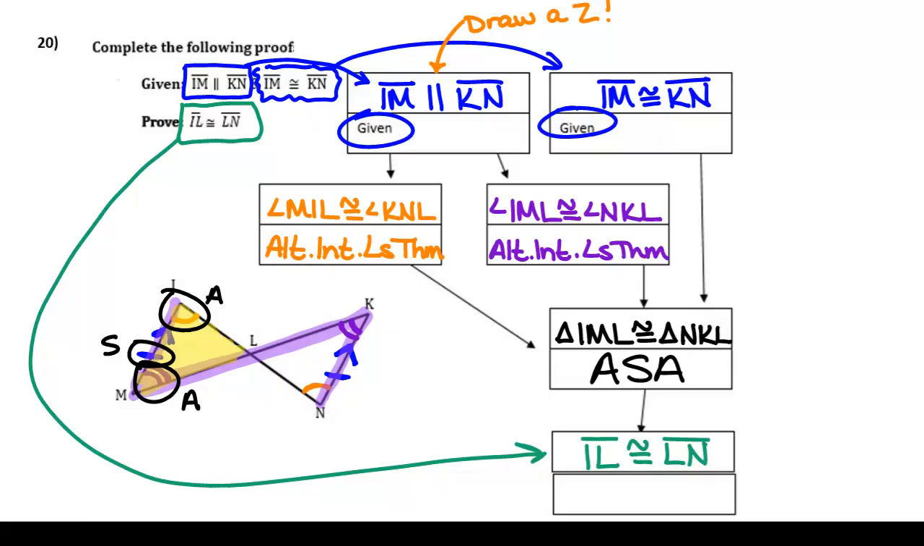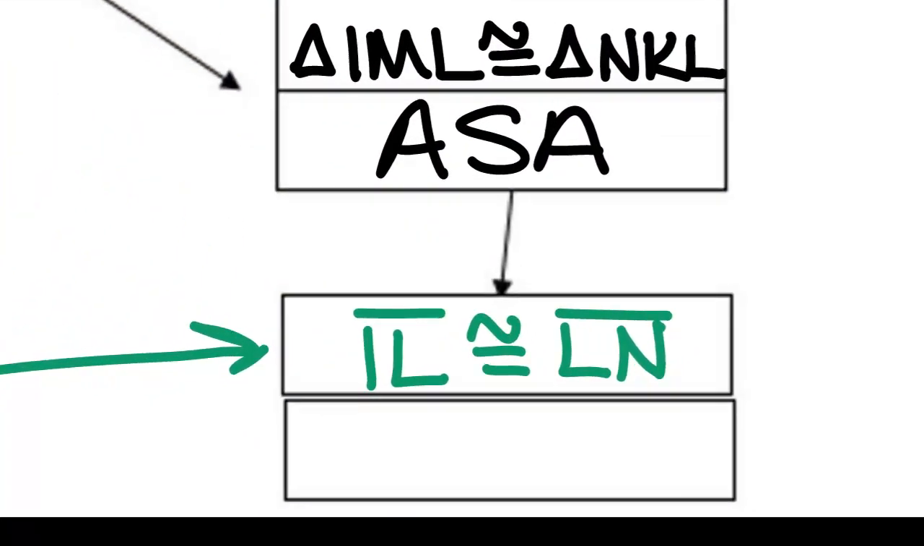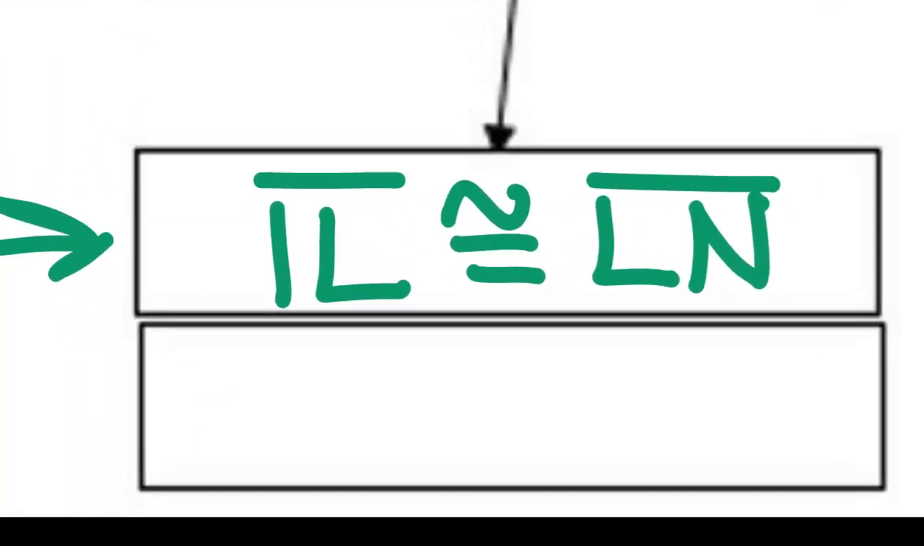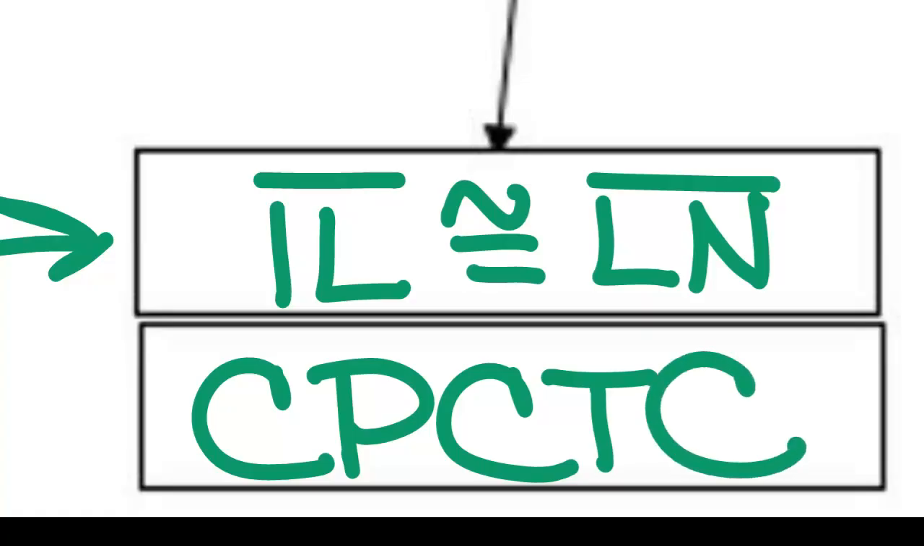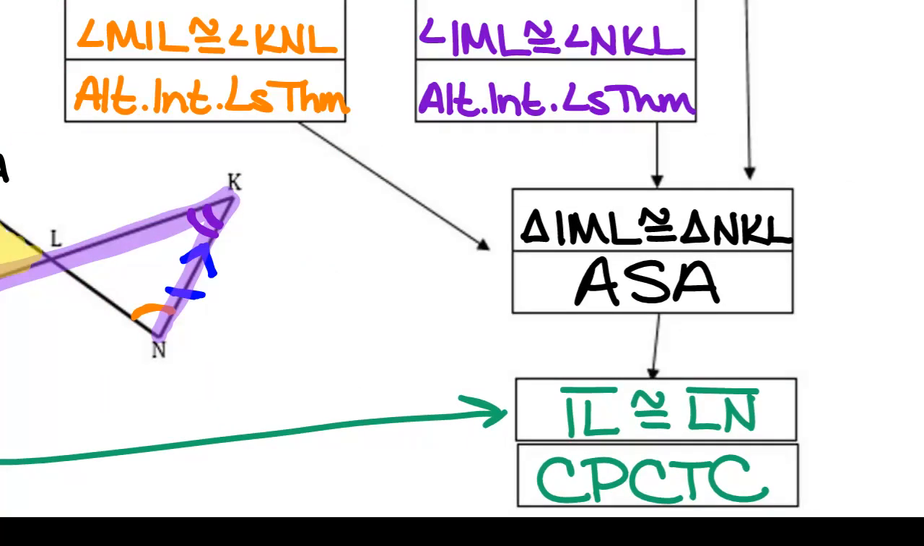What would we call those parts? Yes, those are congruent, but they are also corresponding parts. So why can I say that these two segments are congruent to each other? Yep. CPCTC: corresponding parts of congruent triangles are congruent. CPCTC.